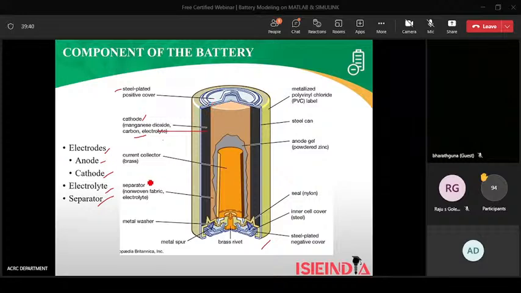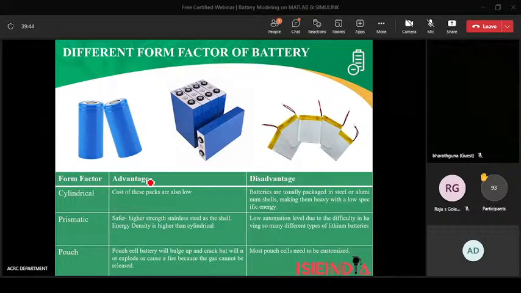Okay. So now talking about the different form factors. The first one is the cylindrical. So as the name suggests, this one is the cylindrical battery form factor, and this one is the prismatic, and this is the pouch.